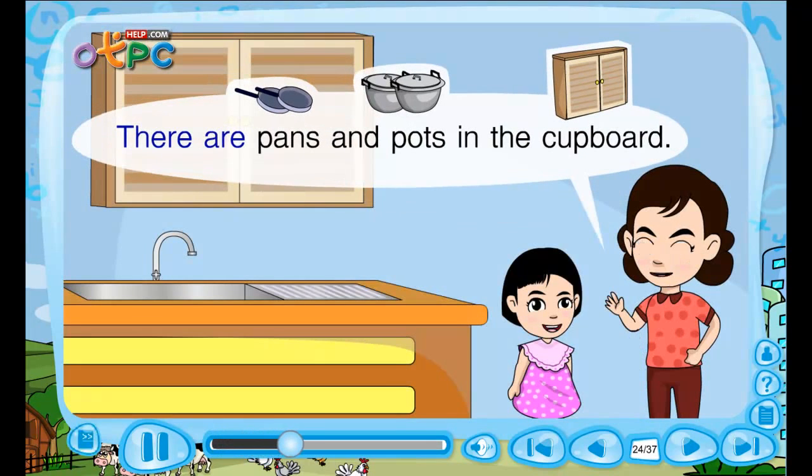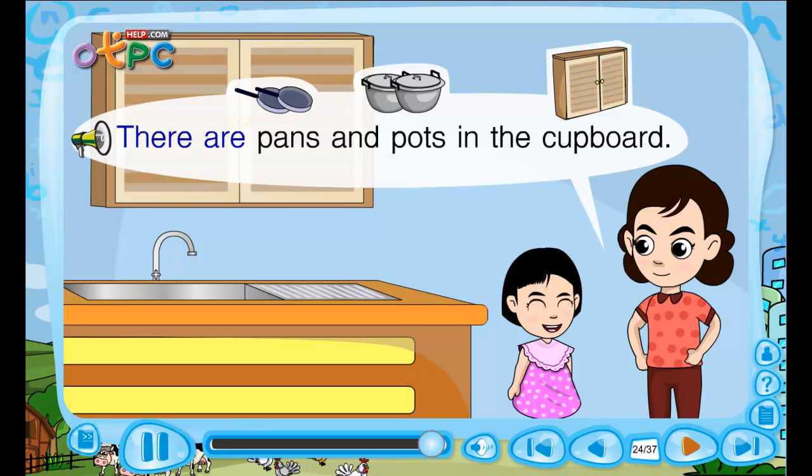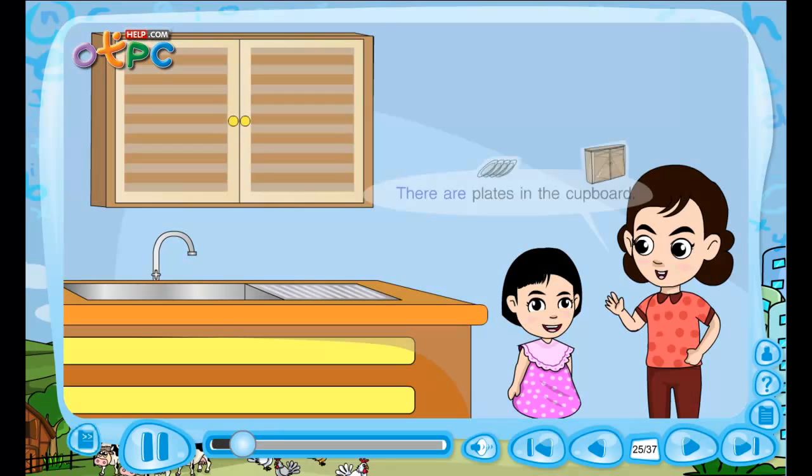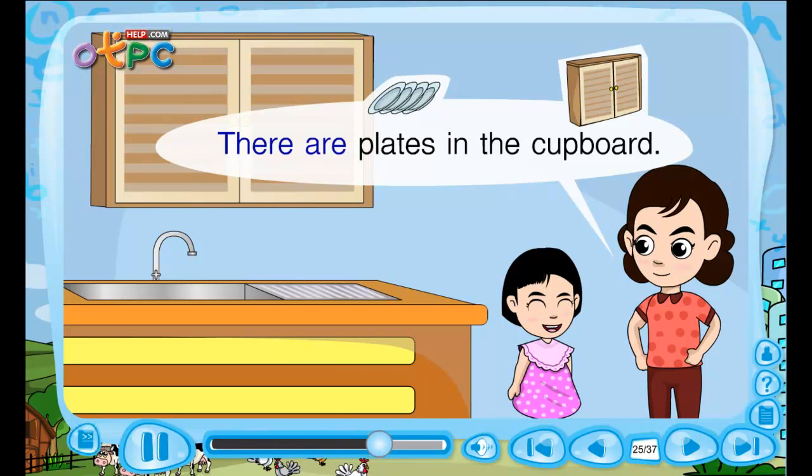There are pans and pots in the cupboard. There are plates in the cupboard.